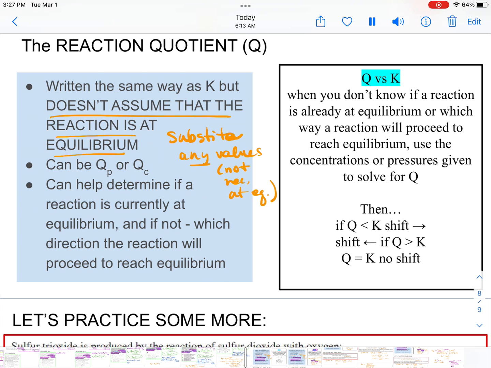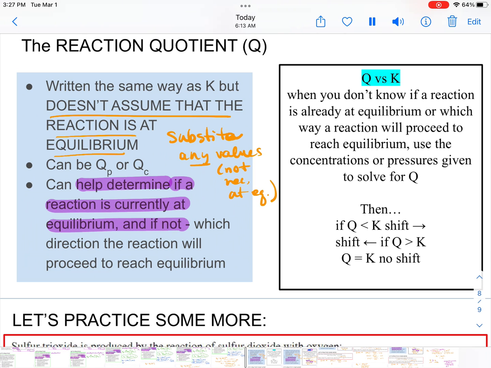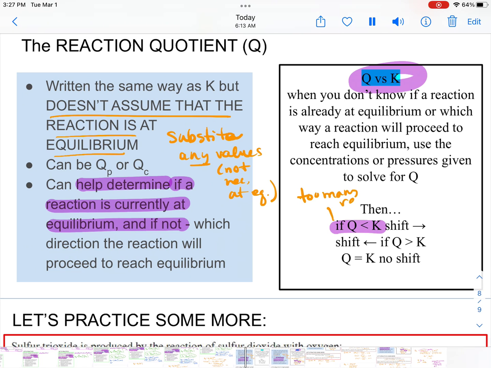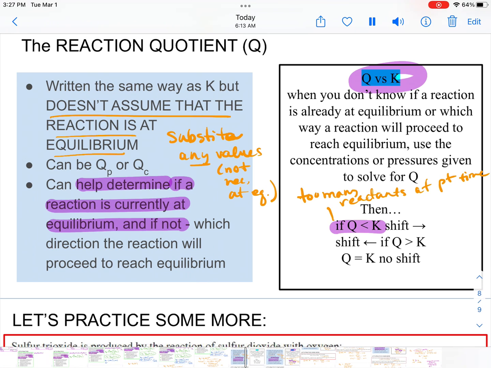So this is really important because it's a really helpful way for us to figure out if the reaction is at equilibrium or not. In order to do that, you need to know that you're going to compare Q and K, and so you'll have to be given K, or you'll have to already know K somehow, and then you'll solve for Q, and then you compare them. If Q is less than K, then recognize that that means that you have too many reactants because you divided by too much at whatever point in time you are in. Okay, so you divided by too much, which means that your reaction is going to have to shift to make more products if Q is less than K.